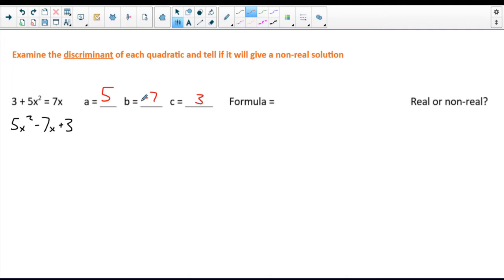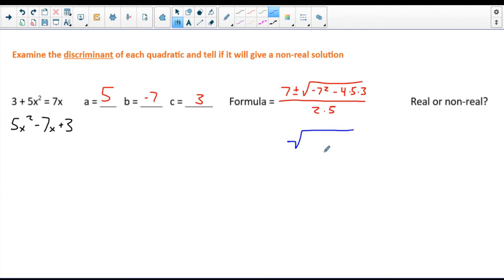Now I can plug these into the quadratic formula, right? So we're going to do negative B, which would be +7, plus or minus B squared, so -7 squared, minus 4AC, so I'm doing 4 times 5 times 3, and this is all over 2A, so 2 times 5. But really, I can tell whether this is going to be real or non-real just by looking at the discriminant. So I can ignore this and just look at the radical, the square root. Let's PEMDAS through this square root and ignore the rest.